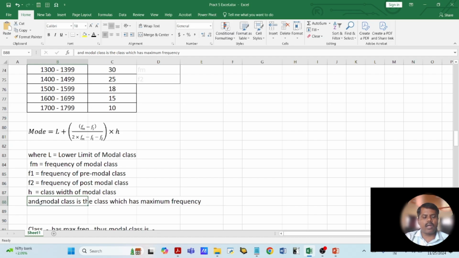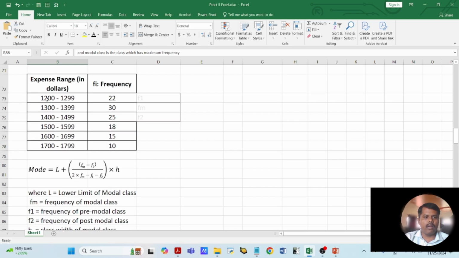And what is the modal class? Modal class is the class which has maximum frequency. So from the above table, the maximum frequency is 30. Thus, the modal class is Fm. Its pre-modal class is 1200 to 1299 and its frequency is 22. So F1 is 22 and F2 is 25. So we will use these three values to find the mode as well as the modal class.